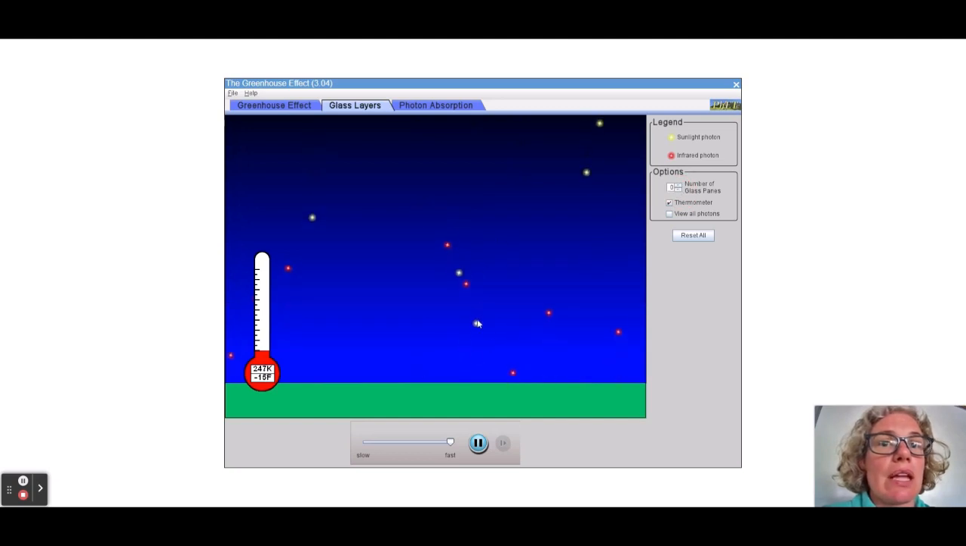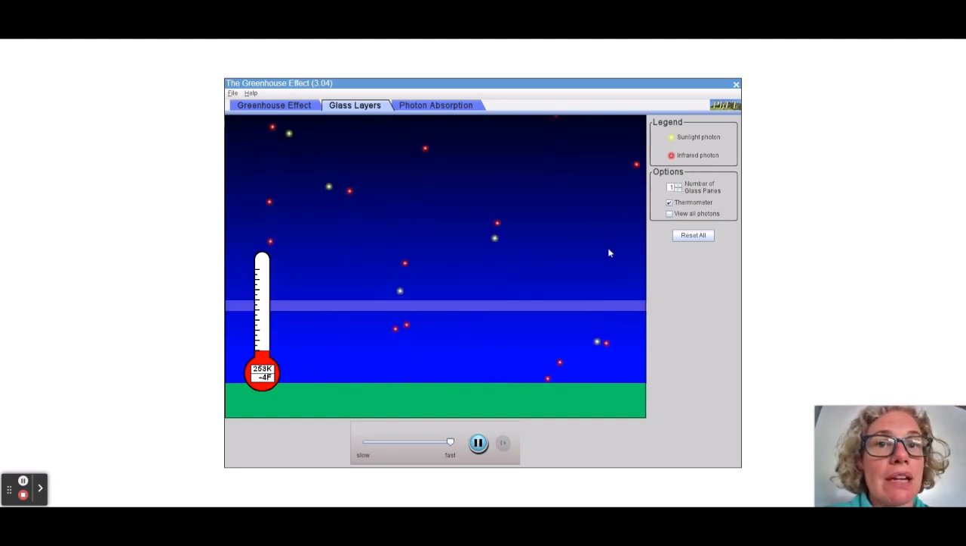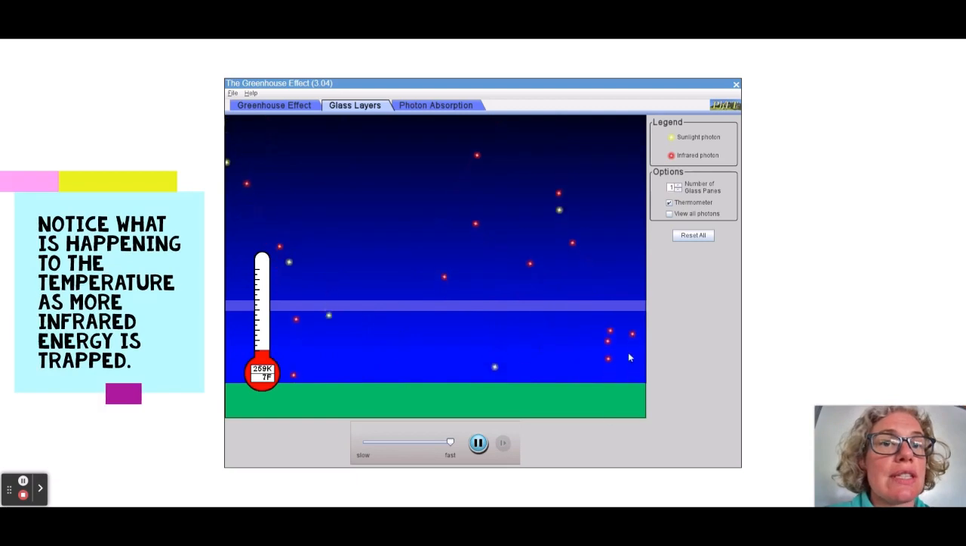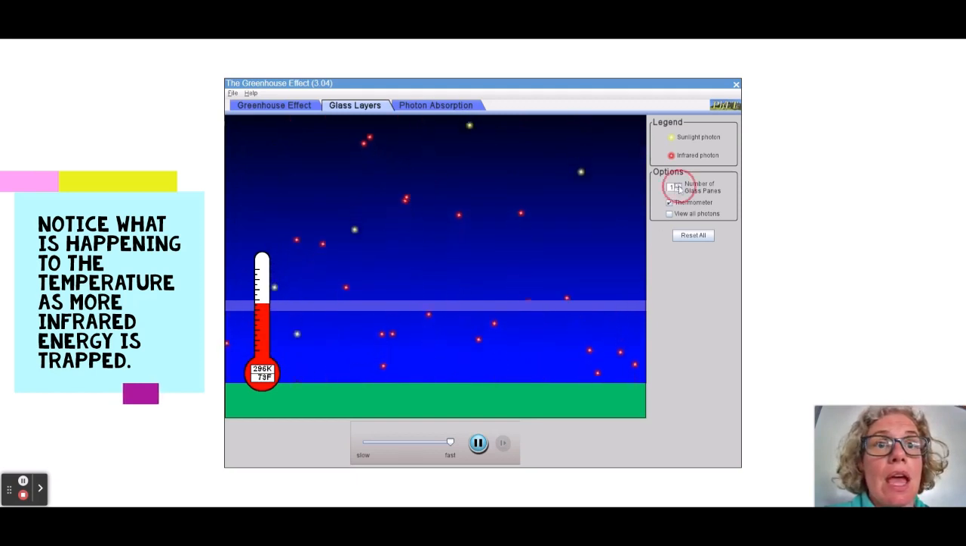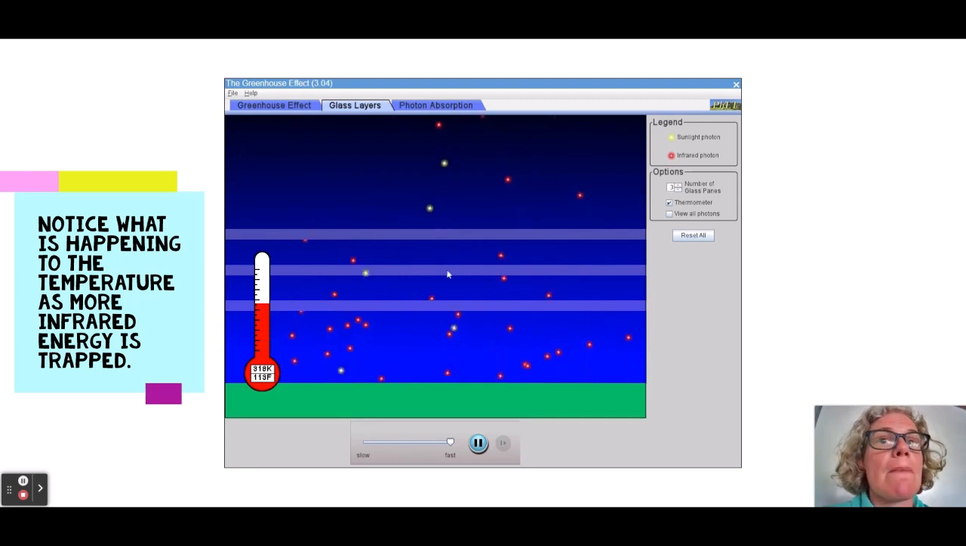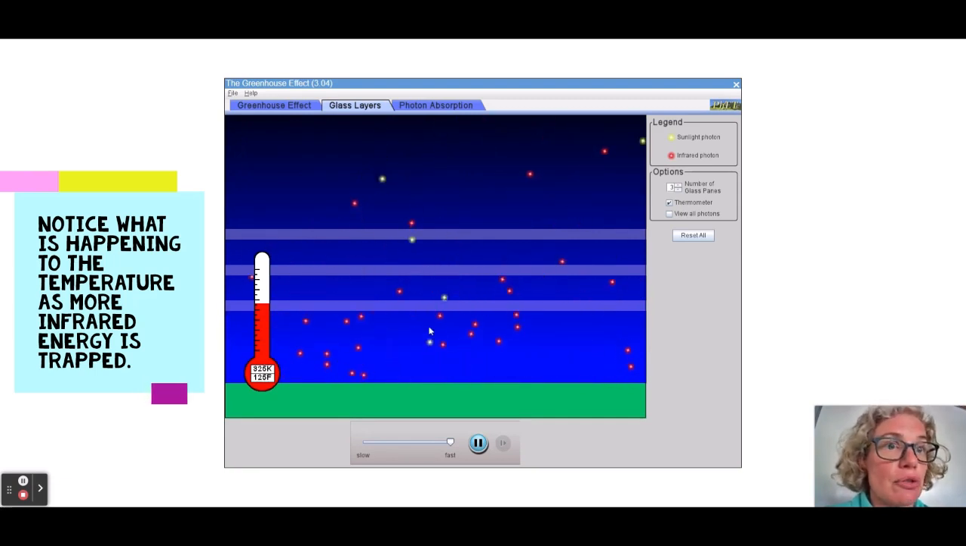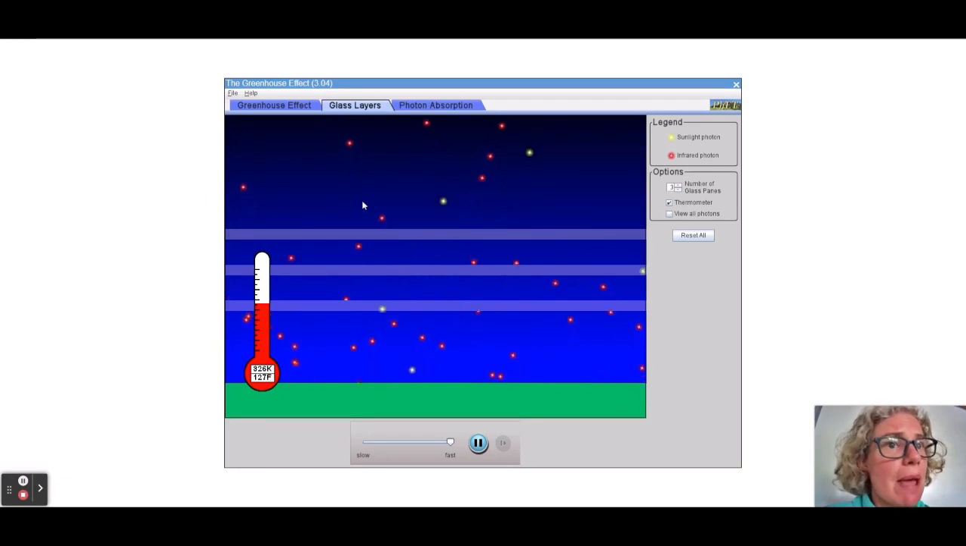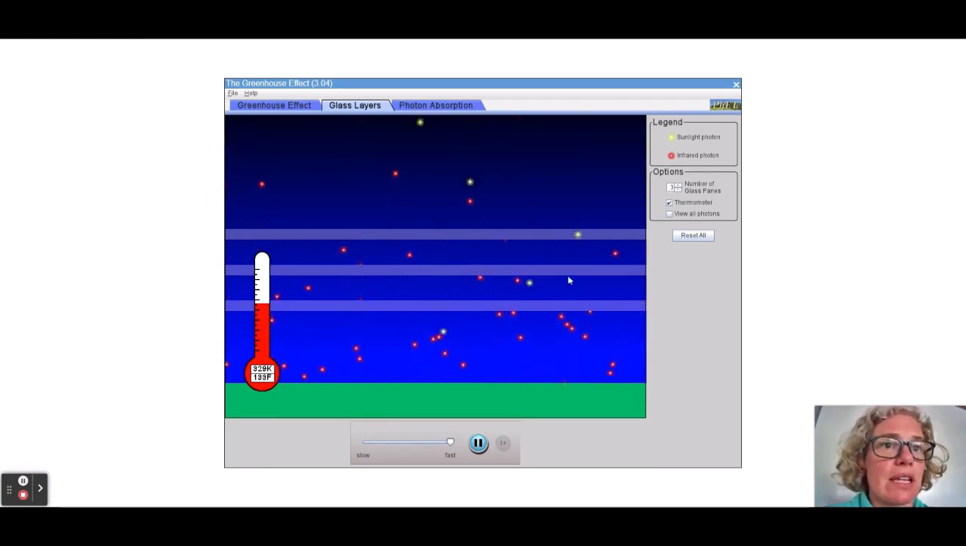Okay, so again, we've got sunlight photons and they're changing into infrared photons. When I put in one pane of glass, you should start to see some of the infrared photons being affected and bouncing back down again. As I put in more layers, you will see the temperature increasing because the infrared energy is getting trapped. And although some is passing out, more of it is getting trapped.